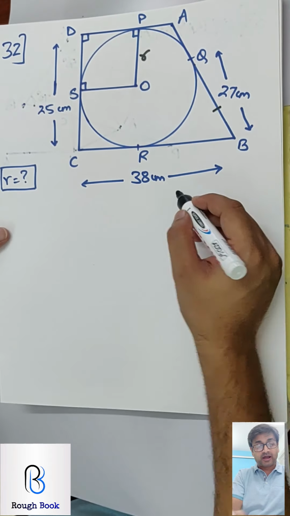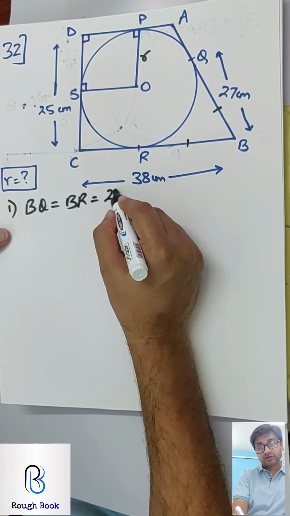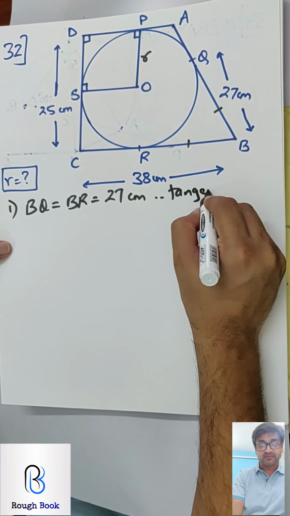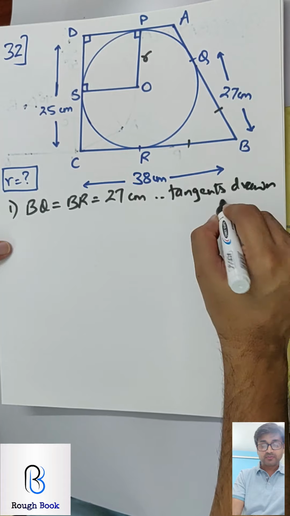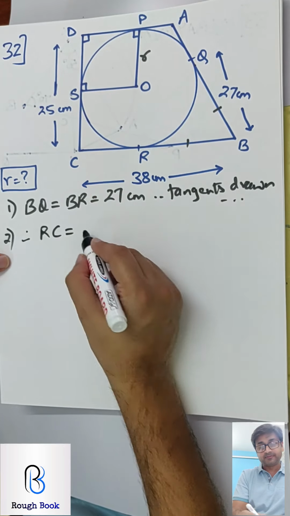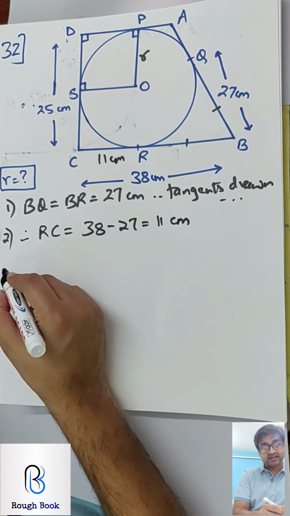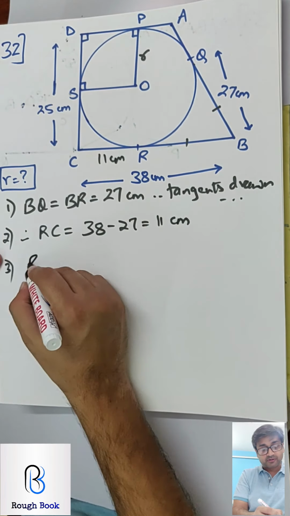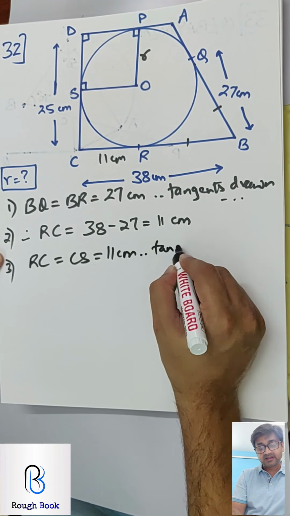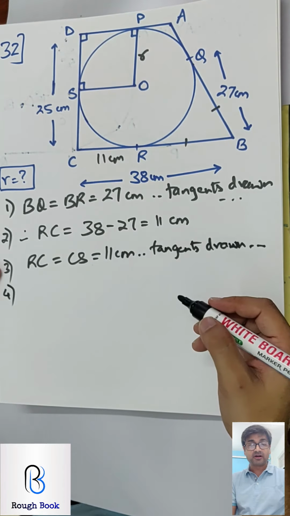BQ is equal to, come on, I have given you the first clue. BQ equals BR equals 27. Why? Tangents drawn from an exterior point to the same circle are congruent. So please write the entire statement. Now if BR is 27, therefore how much will be RC? So 38 minus 27, 11. Now if CR is 11, come on, take it forward. I have given you the clue now. So CR is equal to CS is equal to 11. Again the same reason, tangents drawn from an exterior point to the same circle are congruent.